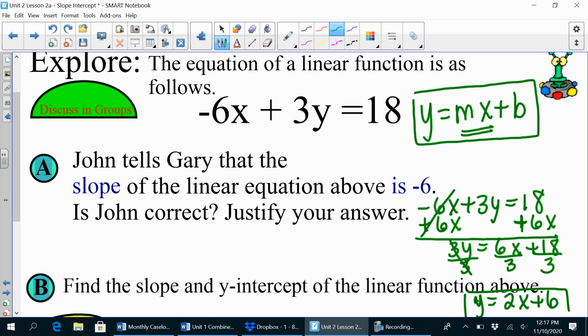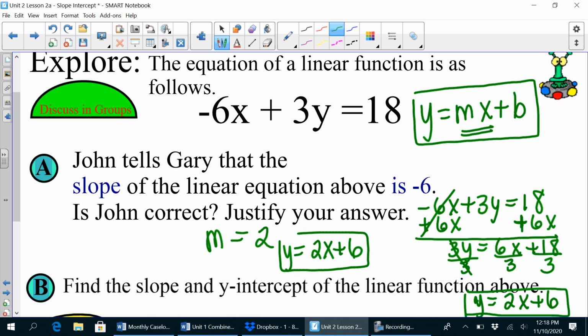So now looking back at the conversation between John and Gary, John tells Gary that the slope of the linear equation above is -6. Is that true? No, that is not true. And we just justified our answer by rewriting it as y equals mx plus b. So the slope here is 2.